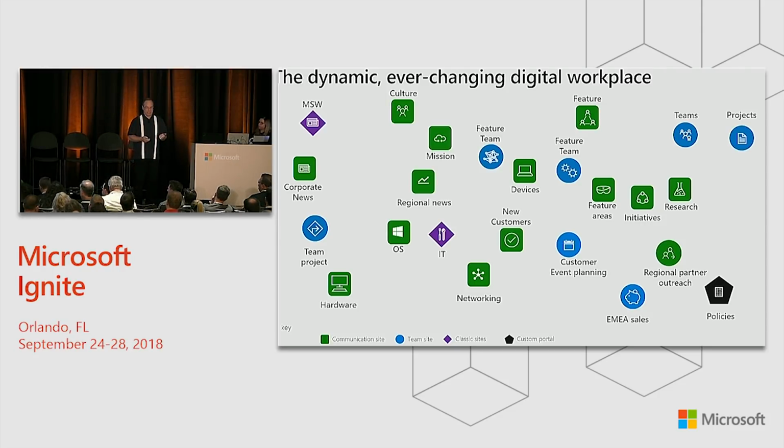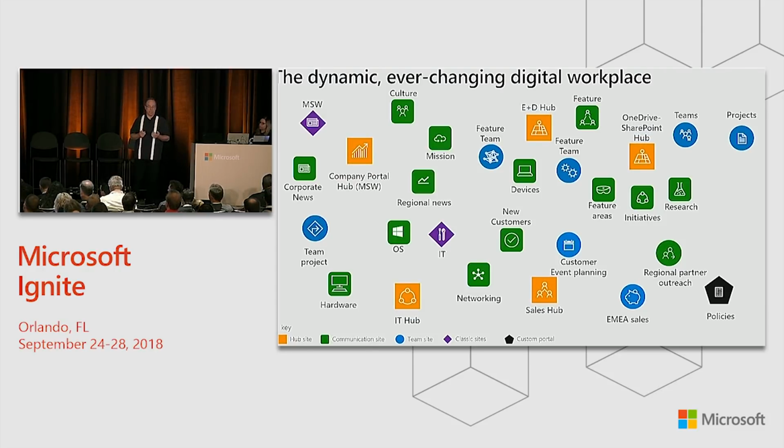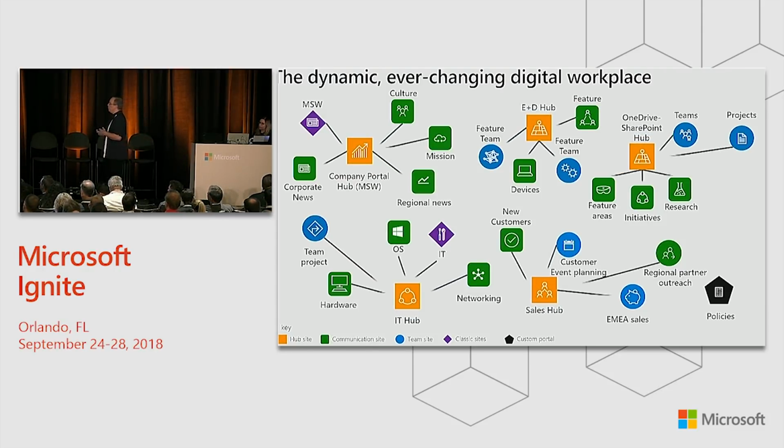And one of the things that we're really excited about is how hub sites can bring order to that chaos. So you take the chaos and you add a hub site, and then you associate those sites together. And so now you've brought order to the mess. You've brought common branding. You've brought some of the stuff that Melissa's going to talk around branding, search aggregation, and so on.